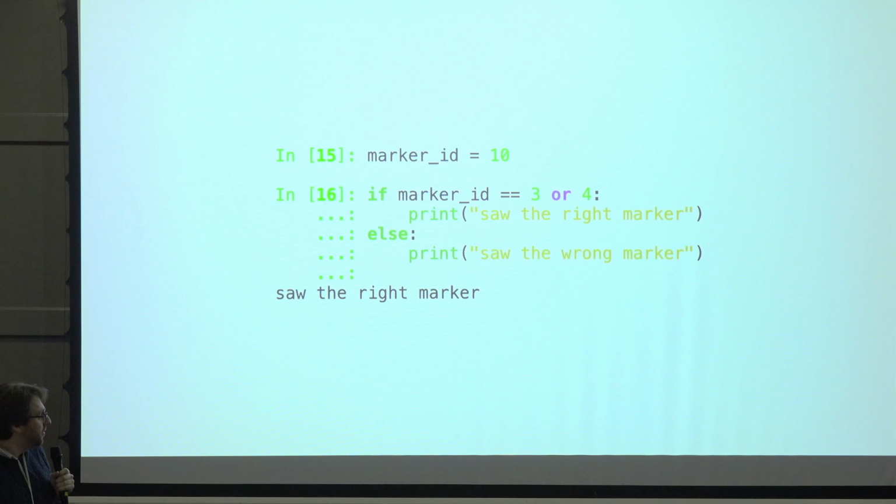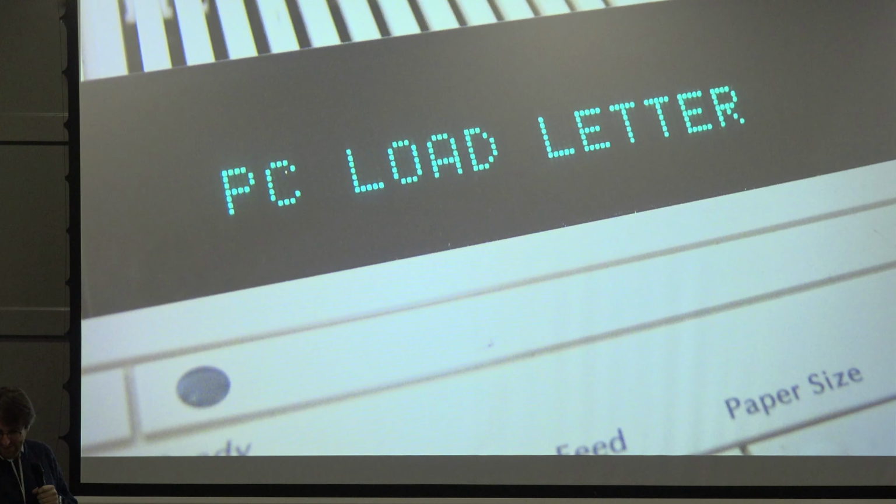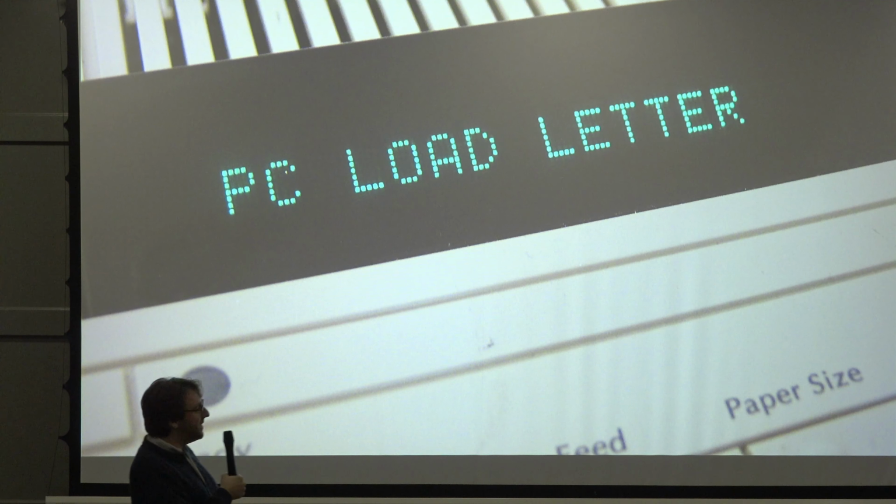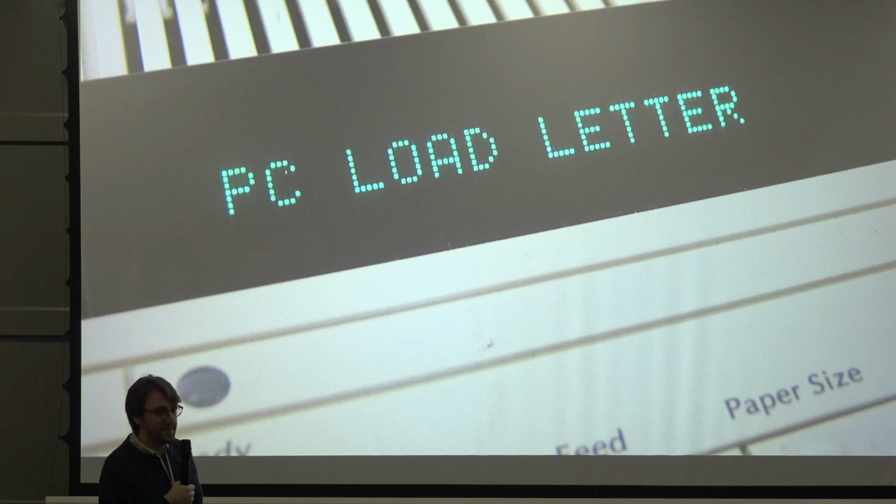This doesn't just apply to code, of course. More people than just developers see error messages. This is a pretty famous one, error message on a printer which says "PC load letter." What in the name of God does that actually mean? This is completely useless to the average person who sees this. What does PC load letter mean? Well, in fact, it's potentially even just misleading, right?